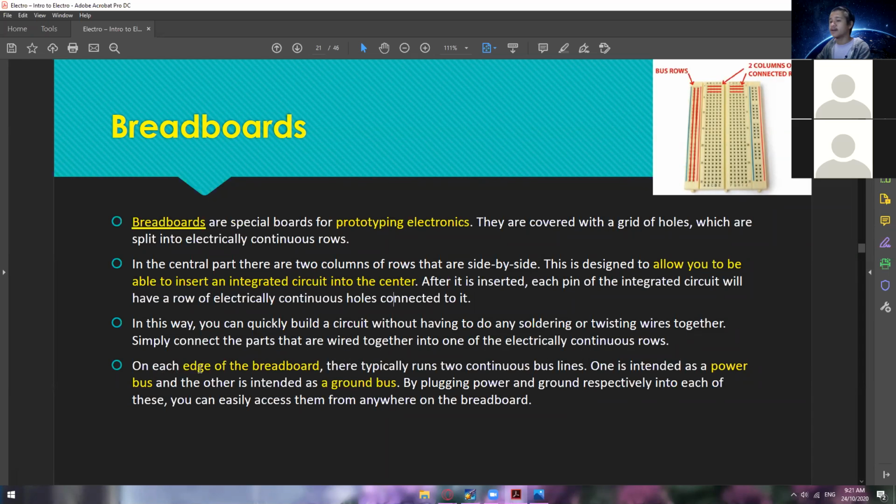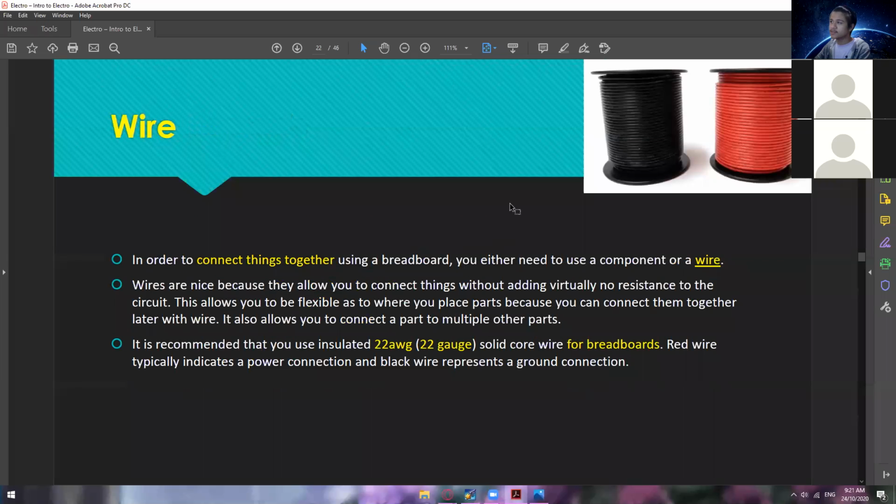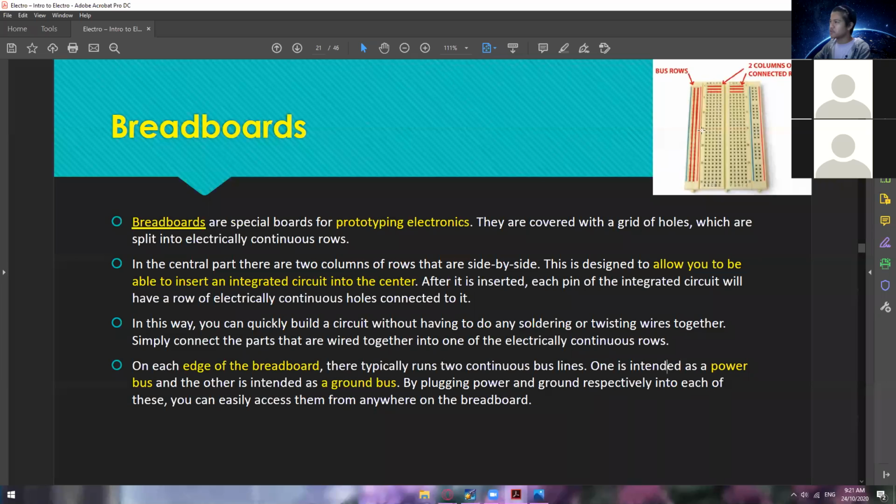Then on each edge of the breadboard, there typically run two continuous bus lines. The bus lines: one side, let's say the left side, is intended for power, and the other one is intended for ground. By plugging power and ground respectively into each of these, you can easily access them from anywhere on the breadboard.